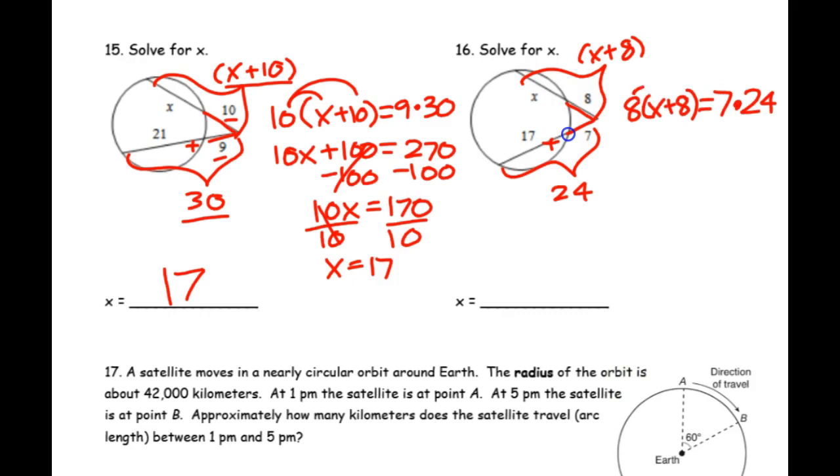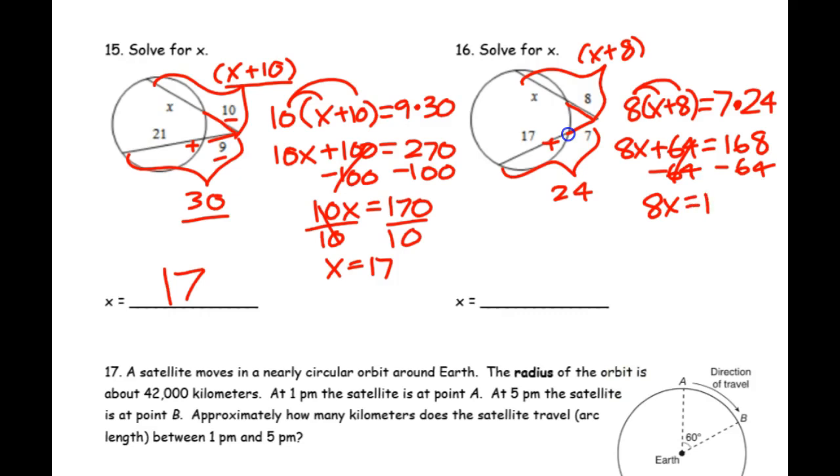Alright. Distribute. 8 times x is 8x. 8 times 8 is 64. 7 times 24 is 168. Alright, get rid of that loner. Minus 64, minus 64.